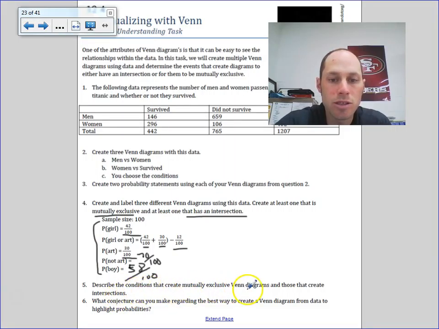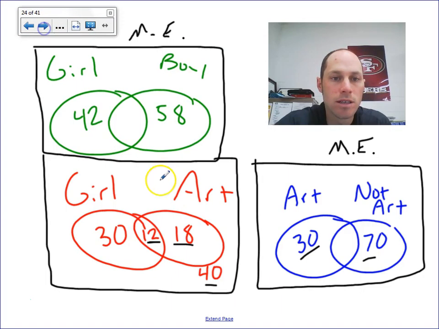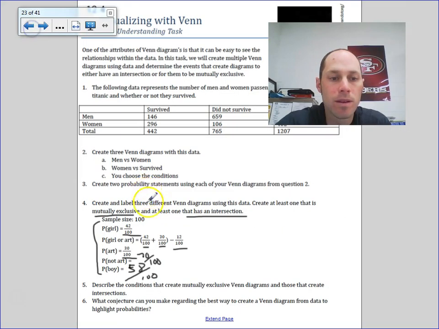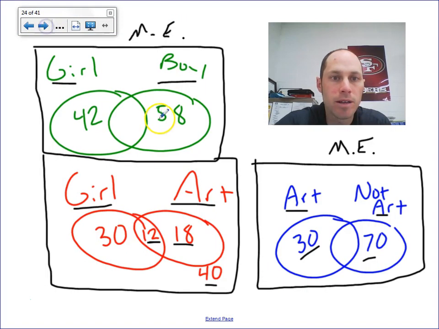Describe the conditions, create mutually exclusive Venn diagrams, those that create intersections. Well, mutually exclusive is two complements, one or the other. Joint are two different categories that can have some overlap. The best way to create a Venn diagram to highlight probabilities, well, compare two different categories that can have some overlap. Because if we want to see what's the probability that they are a girl or they like art, we can look how many girls there are, 42, how many like art, 30, and that's 72. Subtract the 12 that are in common.